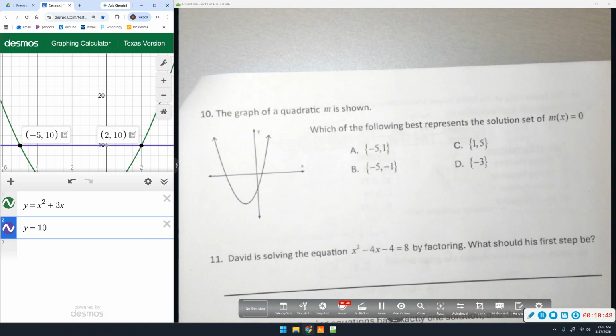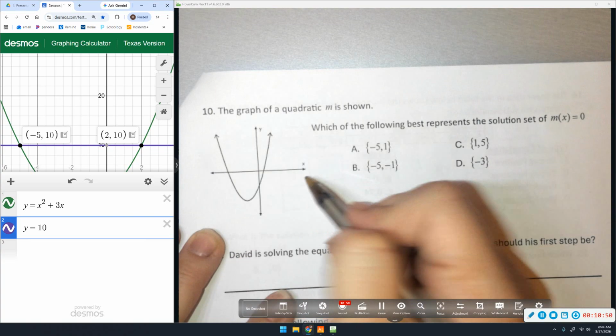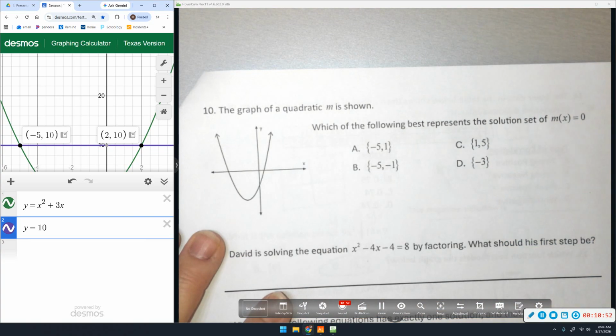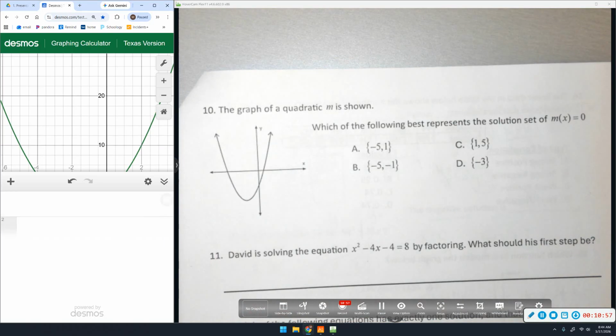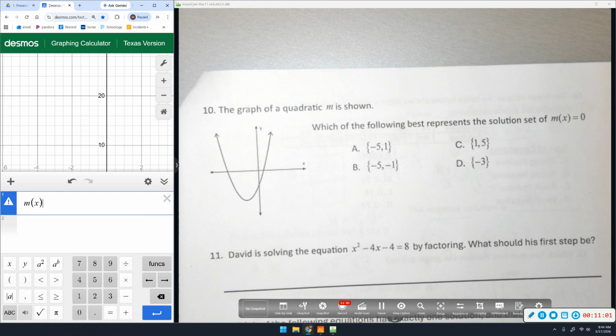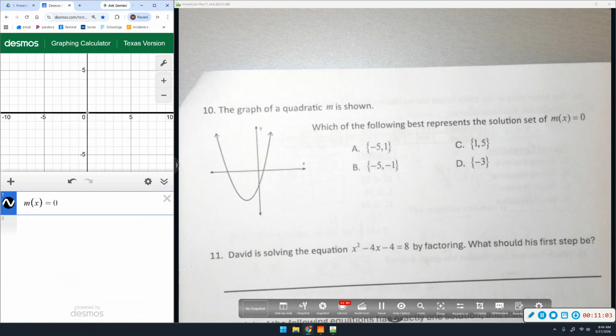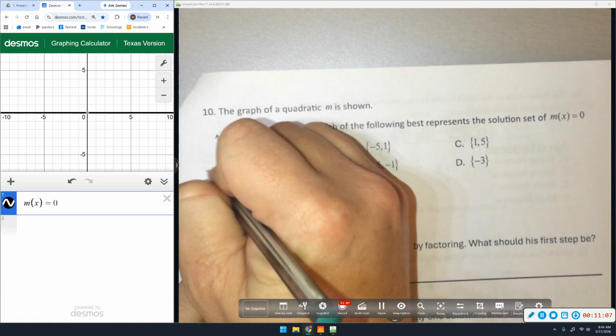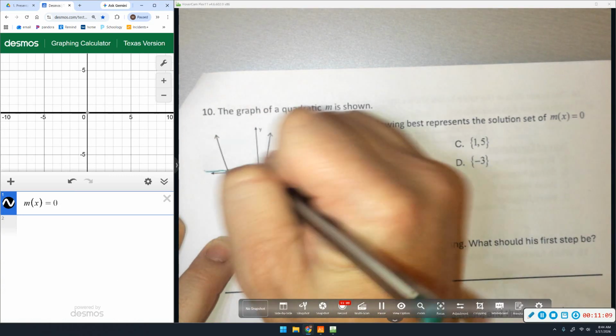Number 10. What I want you to realize is we don't see numbers here, and it gives me number answers. It's saying which of the following would represent m of x equals 0. Well, if we don't know what that looks like, type it in your calculator. M of x equals 0. Isn't that just a horizontal line? It wants to know where they touch here. So it wants to know this point and this point.